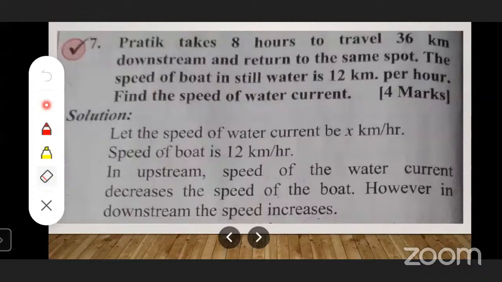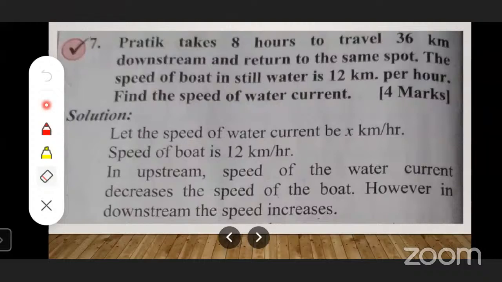First of all, read this sum very carefully. Pratik takes 8 hours to travel 36 kilometers downstream and return to the same spot. The speed of the boat in still water is 12 kilometers per hour. Find the speed of the water current.